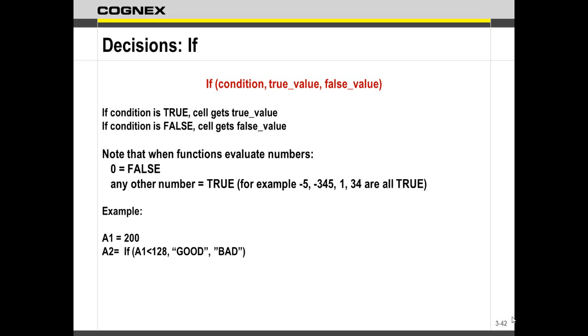So with that said, I have A1 equaling 100, and I have A2 saying if A1 is less than 128, give me the string good, otherwise give me the string bad. What is going to be sitting at A2? Well, is A1 less than 128? So yes, so we're talking good there.